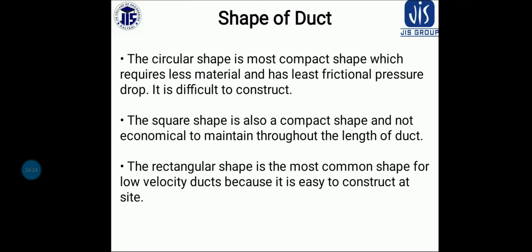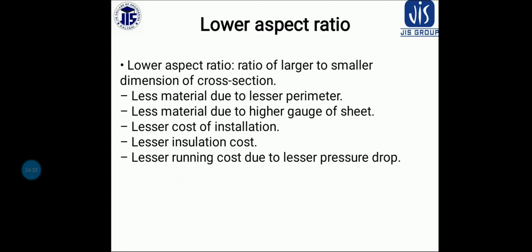The aspect ratio is the ratio of the long side to the short side of the duct. What do you mean by aspect ratio? It is the ratio of the long side to the short side of the duct. That means if a rectangular duct is taken, then the length or height of the rectangular duct to the breadth or width of the rectangular duct is called the aspect ratio. The long side to the short side always. So it will be minimum 1, greater than or equal to unity.